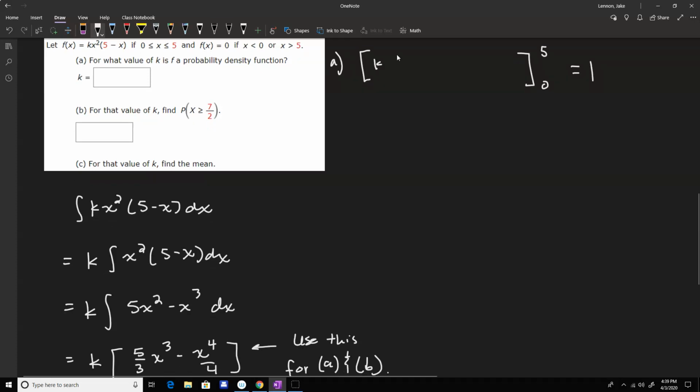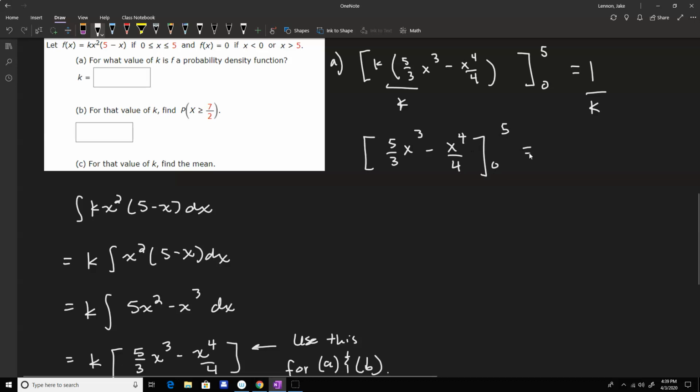So we have k times 5/3 x cubed minus x to the 4th over 4. So basically we just have to plug both of those things in. And if it helps, the k doesn't matter. So maybe dividing by k first would simplify things for you a little bit. So if we actually just look at 5/3 x cubed minus x to the 4th over 4 and evaluate this from 0 to 5, this has to equal 1 over k. And then we can solve that value for k.